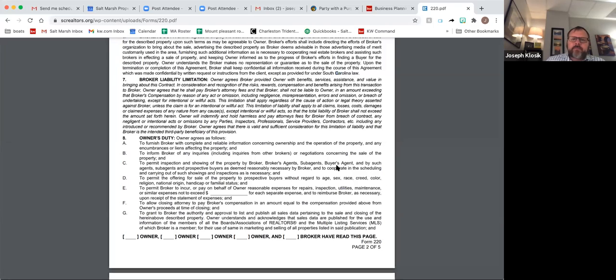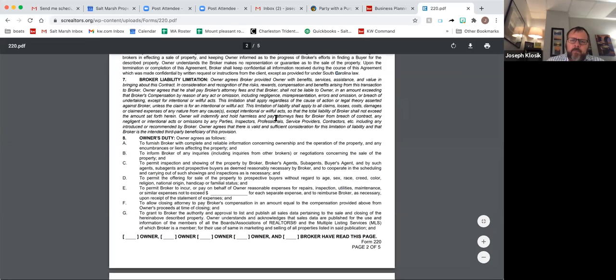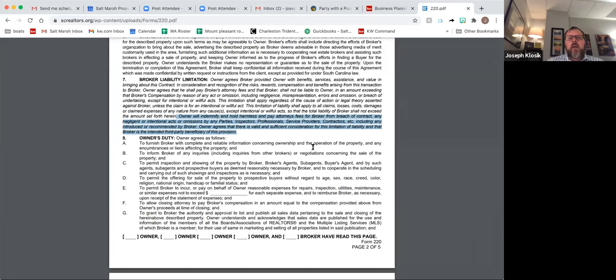There is part of this paragraph that does try to, well, it's right here basically. Owner will indemnify and hold harmless and pay attorney's fees for broker for breach of contract. So basically what this says is if you breach the contract, owner, and I have to get involved in this, that I won't be held liable and you'll cover my attorney's fees. We have had a handful of sellers that are pushing back on this because they don't want to be held responsible for other people's fees and that sort of thing.